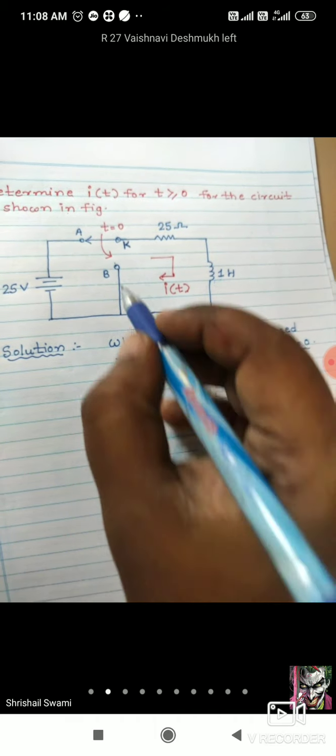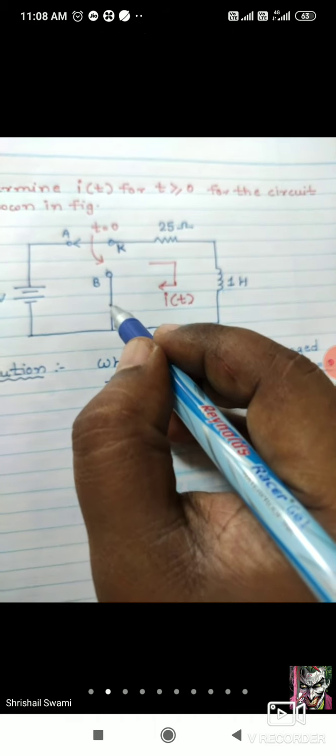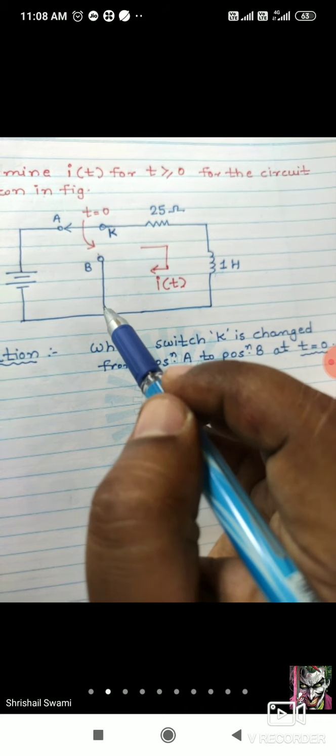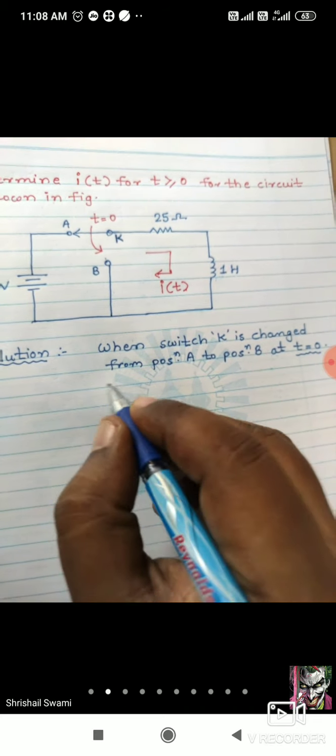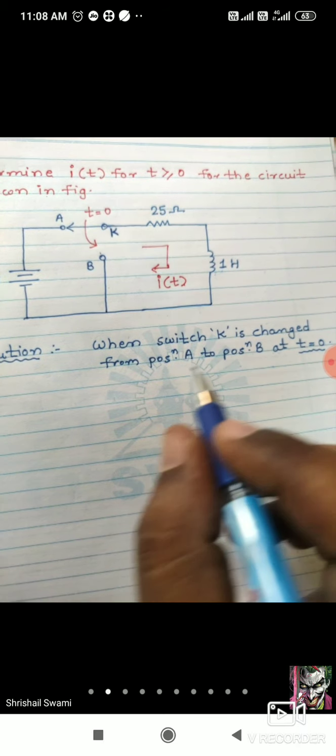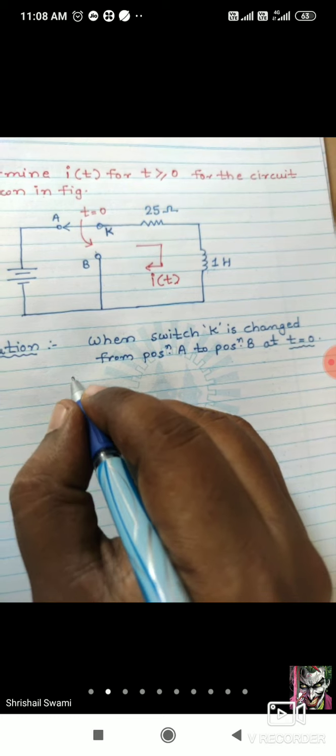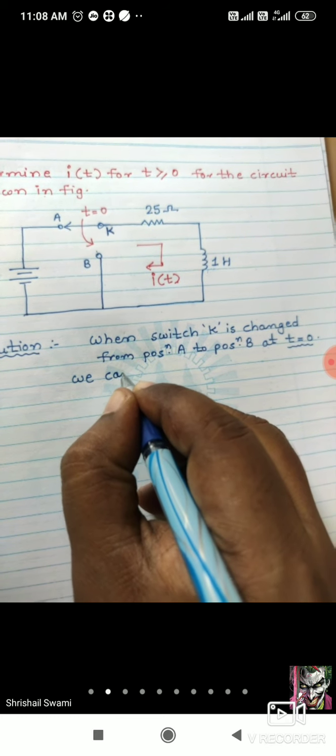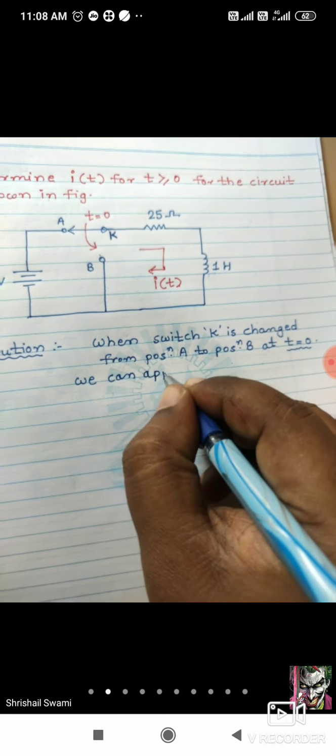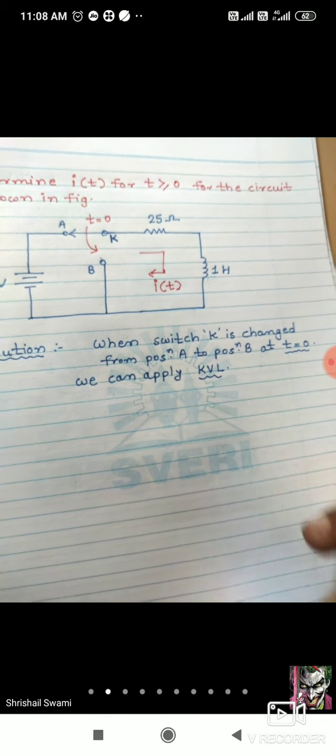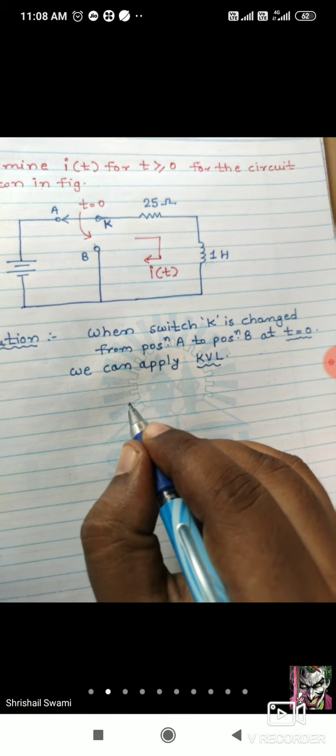You can consider that as short. So for short circuit, what is the voltage? That is the 0 volt. So when switch K is changed from position A to position B at t is equal to 0, we can apply KVL. Okay, so for that you need to draw the circuit.